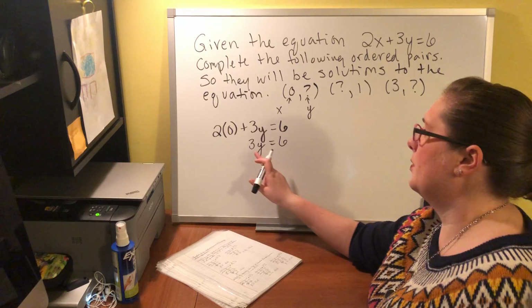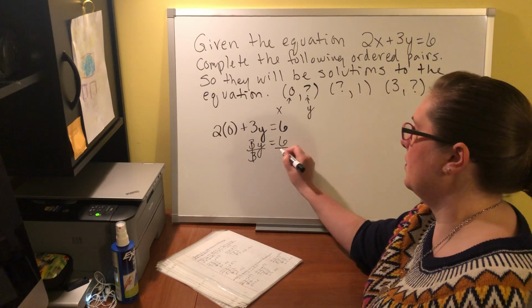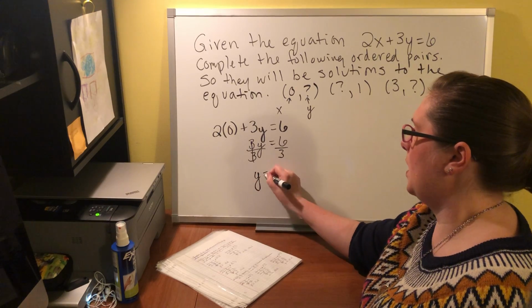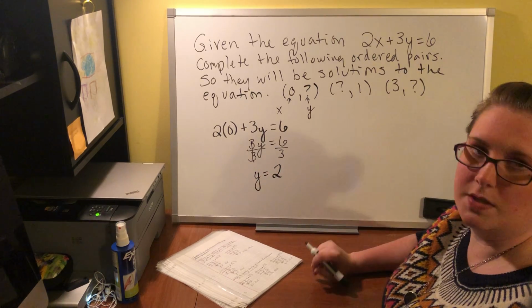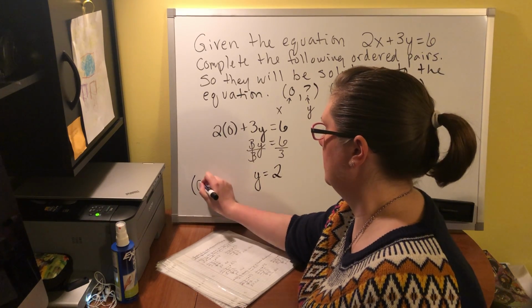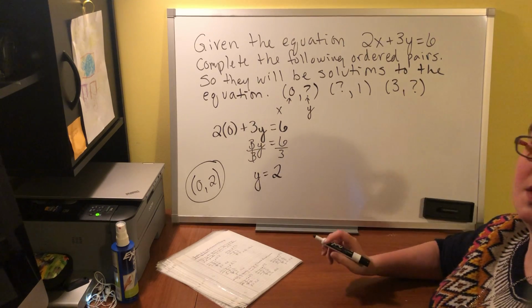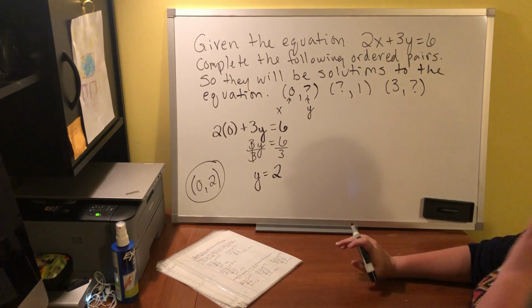Remember to do the opposite operations. This is 3 times y, so we're going to be dividing both sides by 3. So y is equal to 2. 6 divided by 3 is 2. So that's one of our answers. So one of our answers is 0, 2. Okay? All right, we need to go ahead and work on this ordered pair.